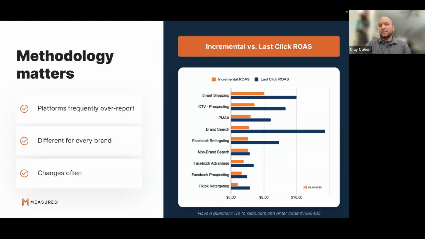Noel, looking at this data, and also just to highlight, this is from the Measured platform last month. So this is very recent May 2023 data across a handful of tactics, showing the last click ROAS or the platform reported ROAS in blue, and then the incremental ROAS in orange. Noel, do you find this data surprising at all, looking at this chart?